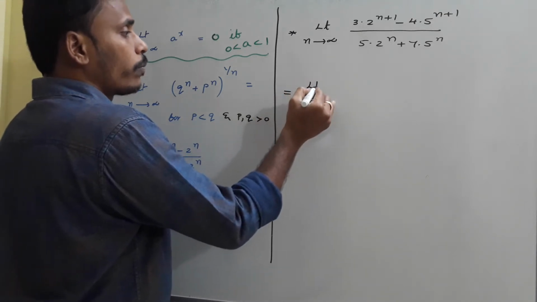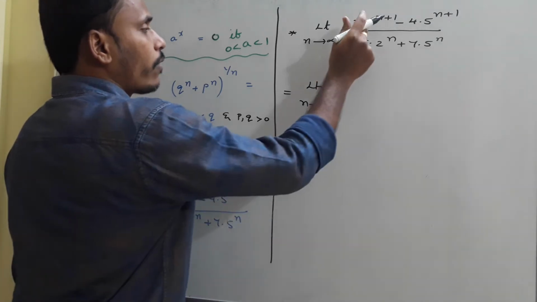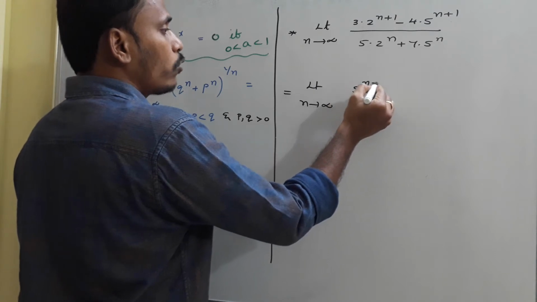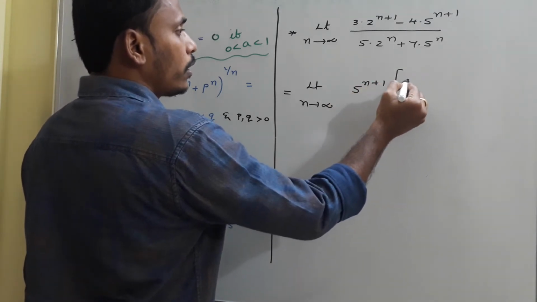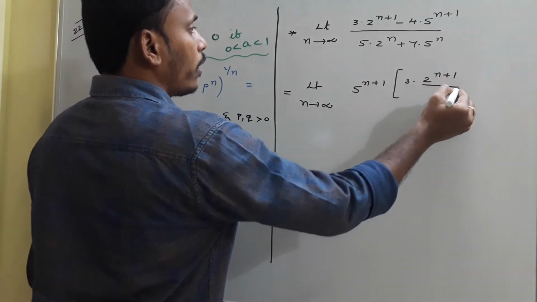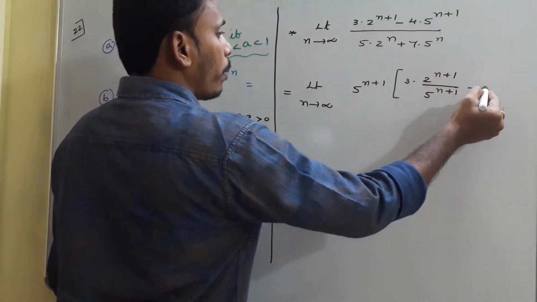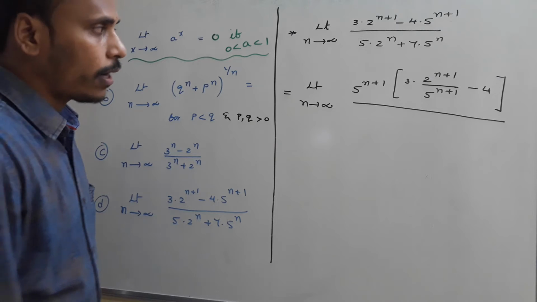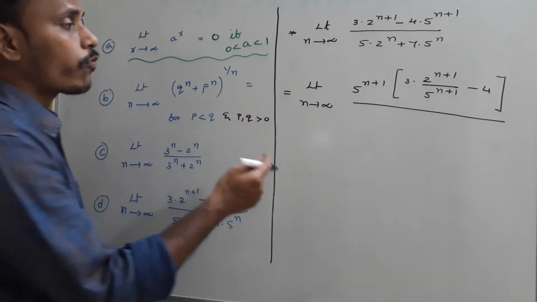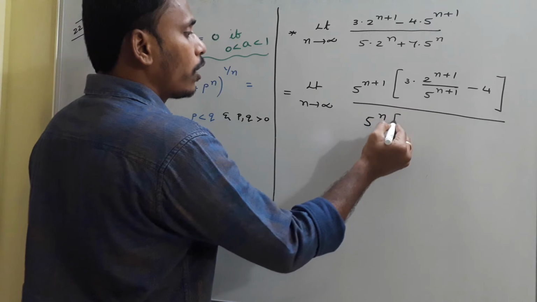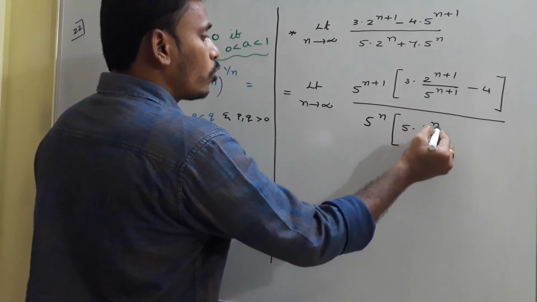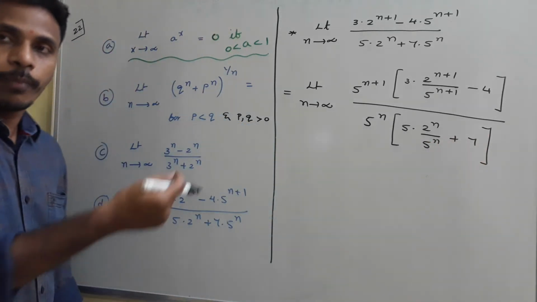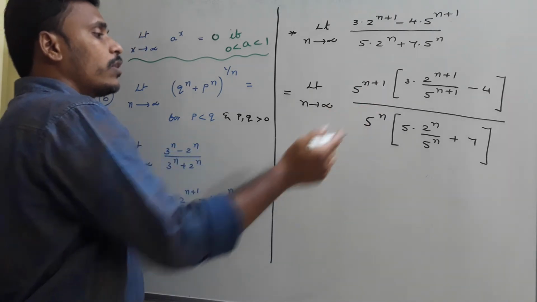So this is equals to limit n tends to infinity. From these two terms, you just pick out 5 to the power n plus 1. So this is 5 to the power n plus 1 into 3 into 2 power n plus 1 divided by 5 power n plus 1, minus 4. Just pick out that 5 power n plus 1 from both terms of the numerator. And again from the denominator, you just pick out 5 power n from both terms of the denominator. So this is 5 power n into 5 into 2 power n divided by 5 power n, plus 7. I think you all know the way of picking out, right? And now this is 5 power n plus 1, this is 5 power n.